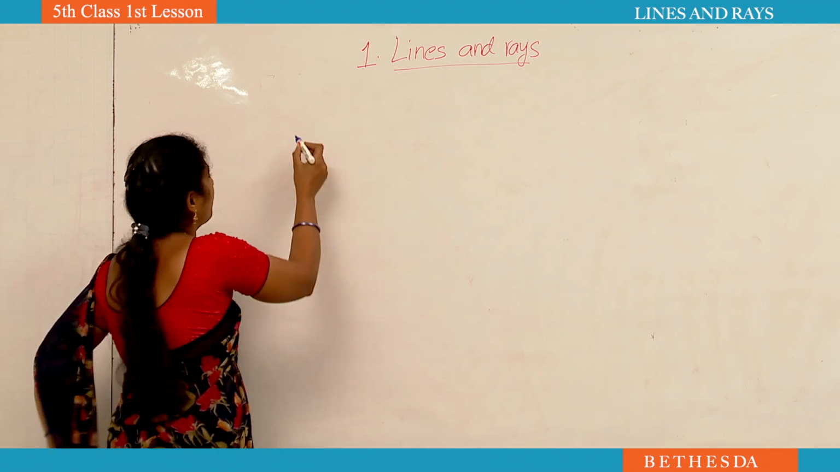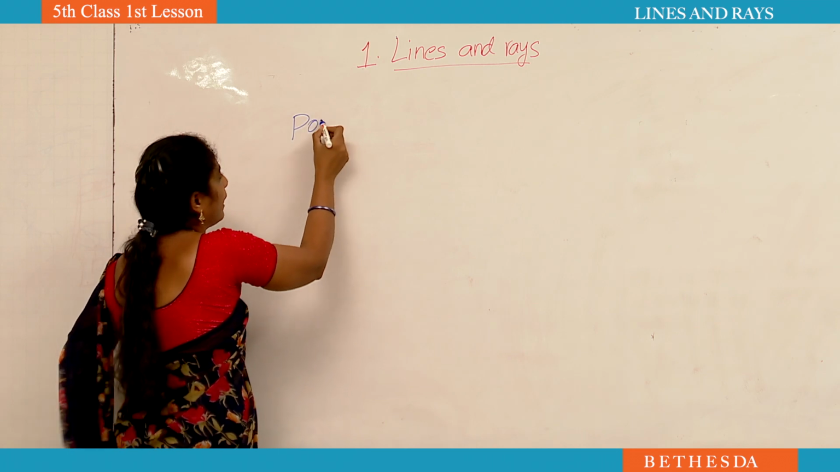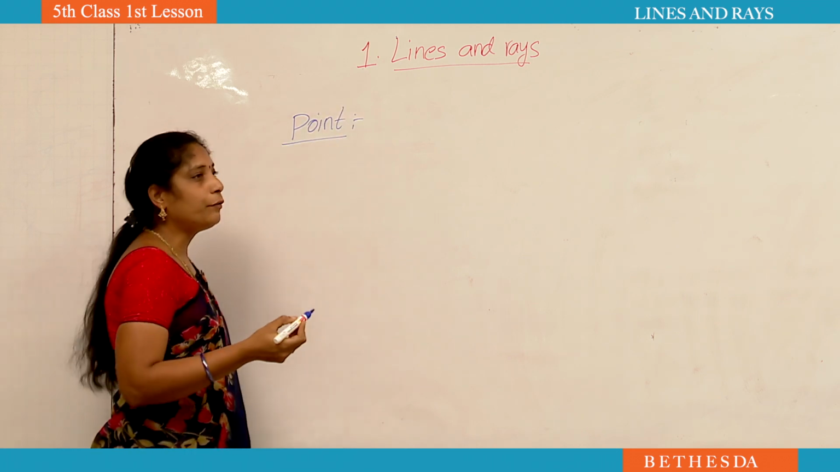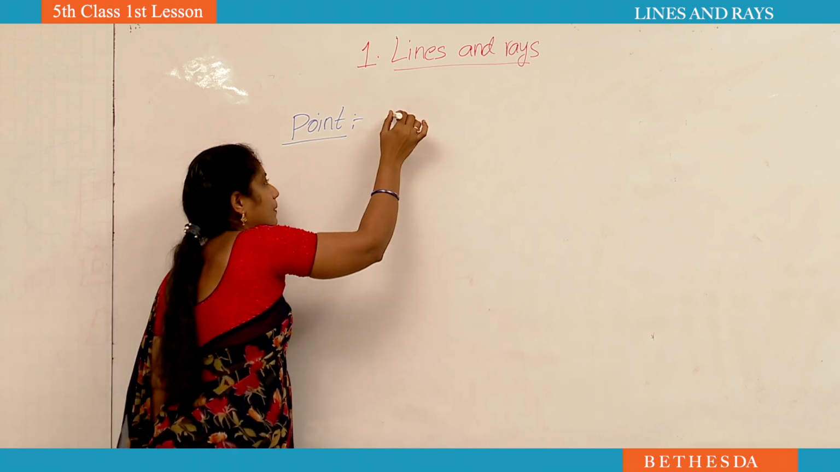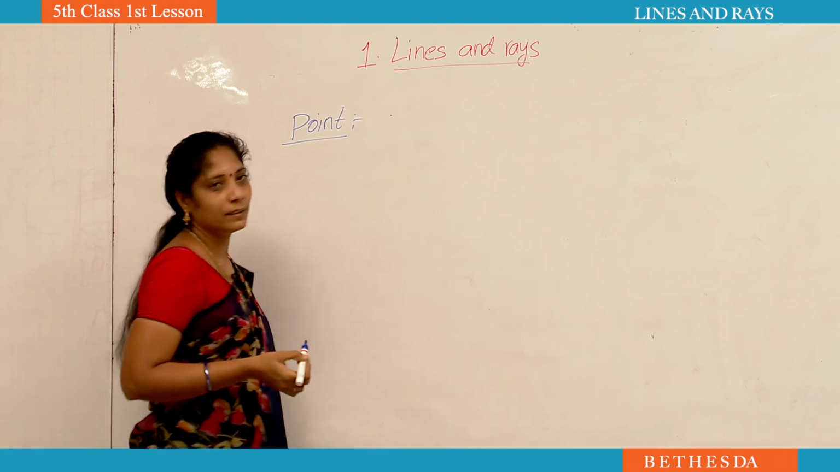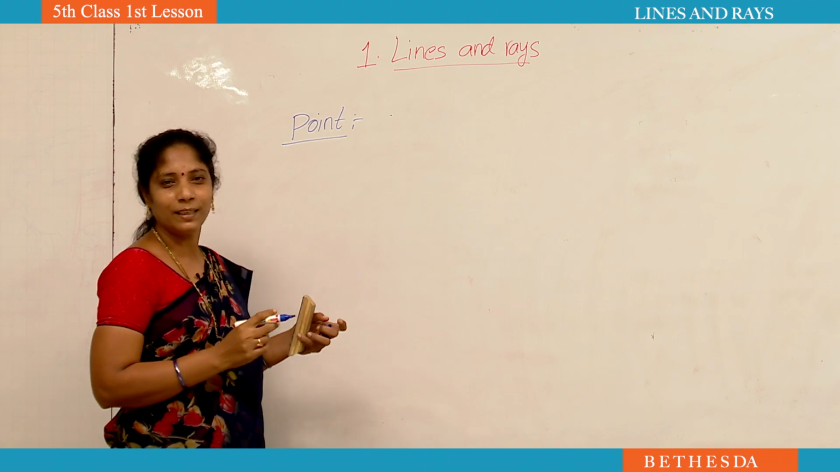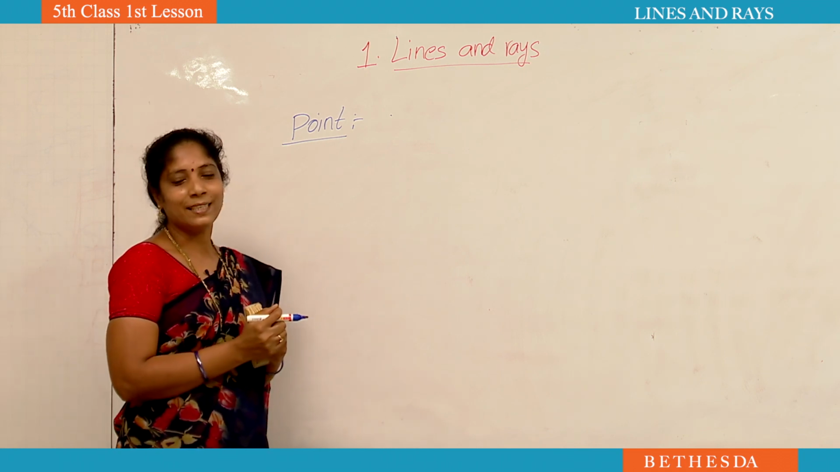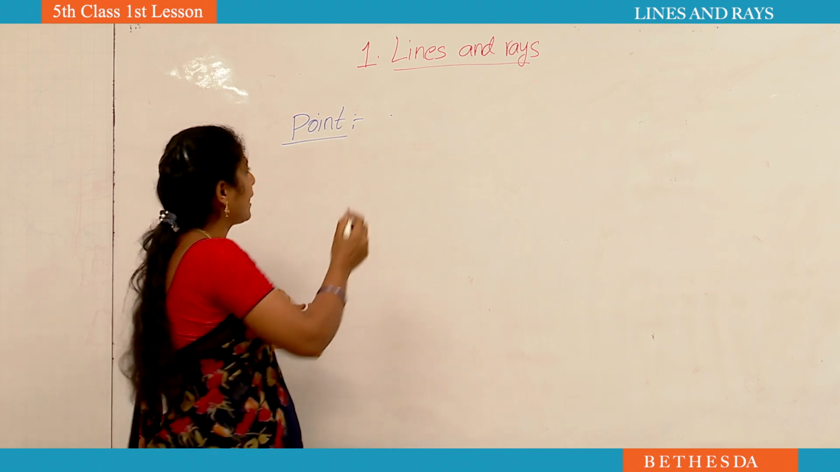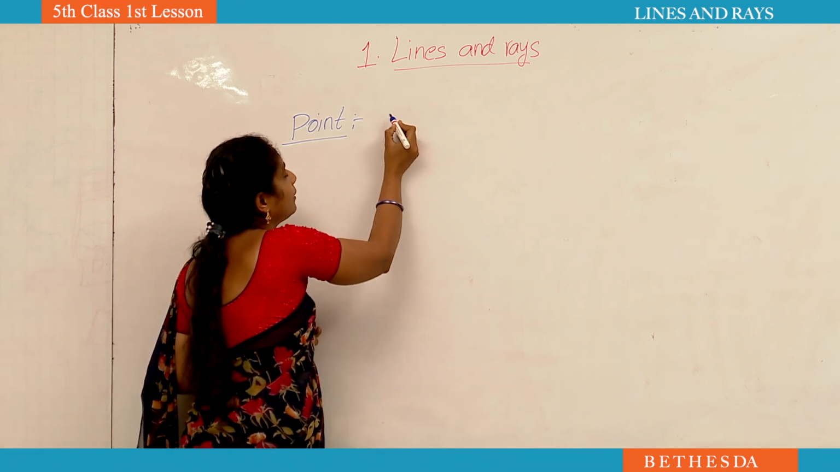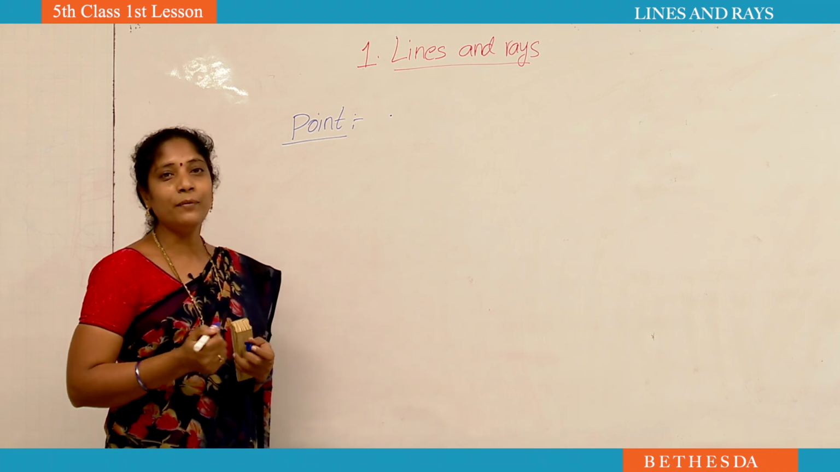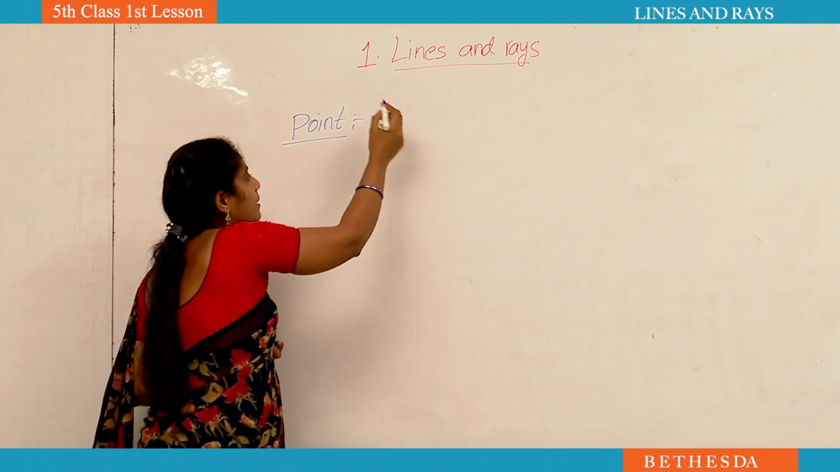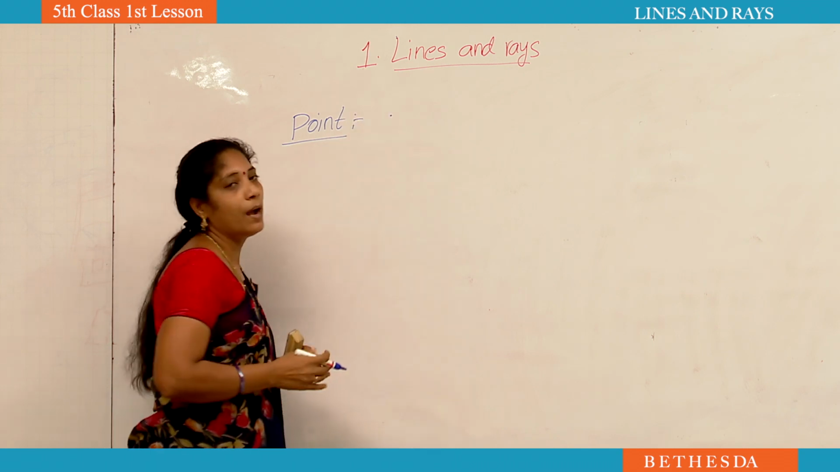Okay, first one is point. What is meant by point? Do you know what is meant by point? See, if you keep a dot with a pencil or anything, we can say that is a point in mathematics. What is the use of the point? Yes, it will specify a position. In mathematics we will call this a point.